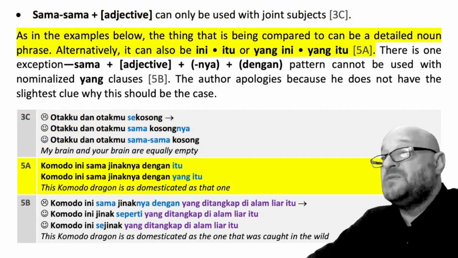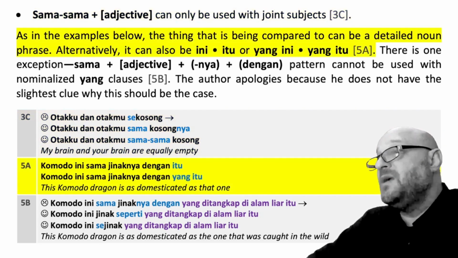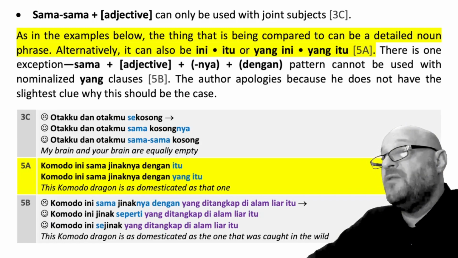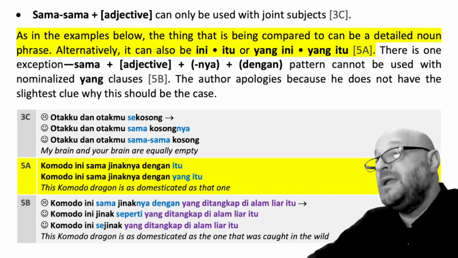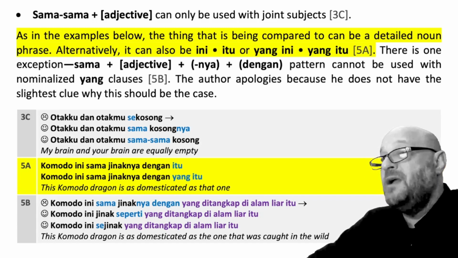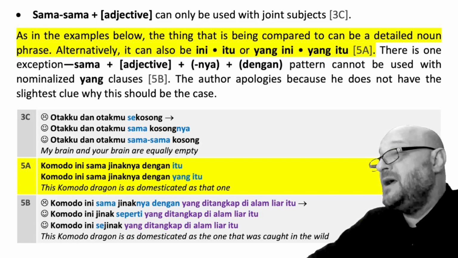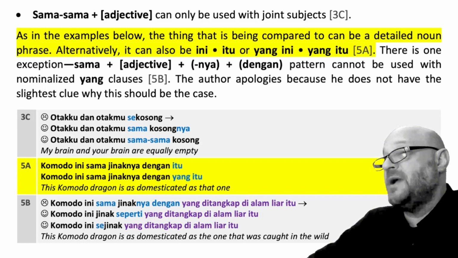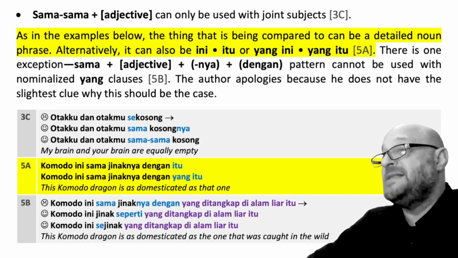As in the examples below, the thing that is being compared to can be a detailed noun phrase. Alternatively, it also can be ini, itu, or yang ini, yang itu. Example 5a, komodo ini sama jinaknya dengan itu, or komodo ini sama jinaknya dengan yang itu. This Komodo dragon is as domesticated as that one.